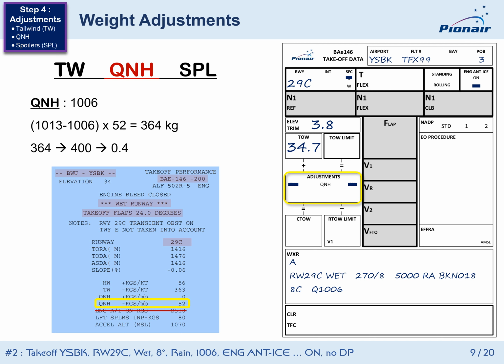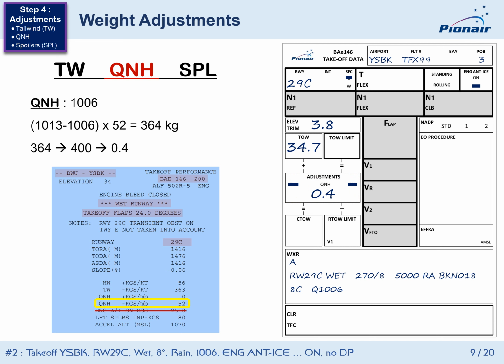As a weight penalty, we write that as a positive number because we're going to add it to our planned takeoff weight to produce a CTOW, which makes it easier to compare with the RAC manual RTOW limit weights in step 6 and step 8. Let's write 0.4 in the adjustments box.